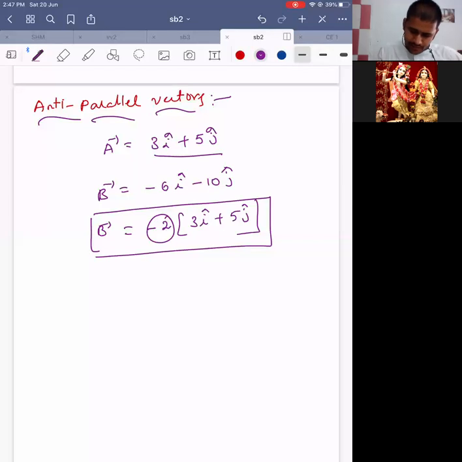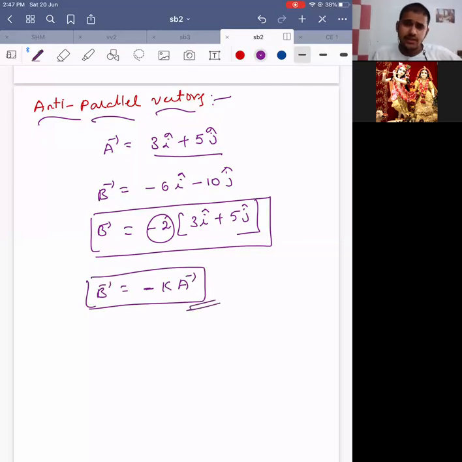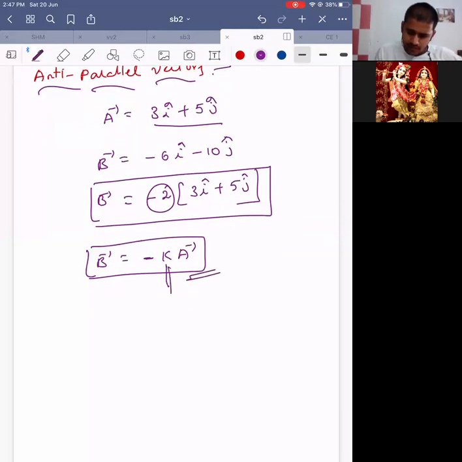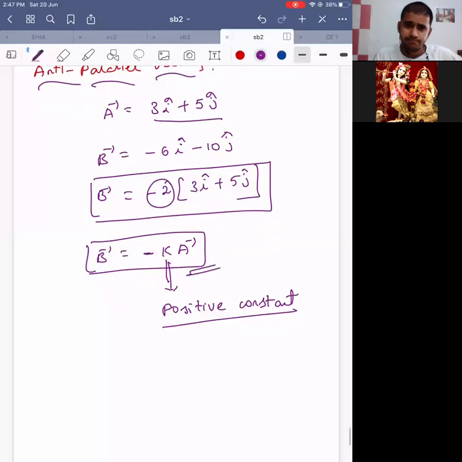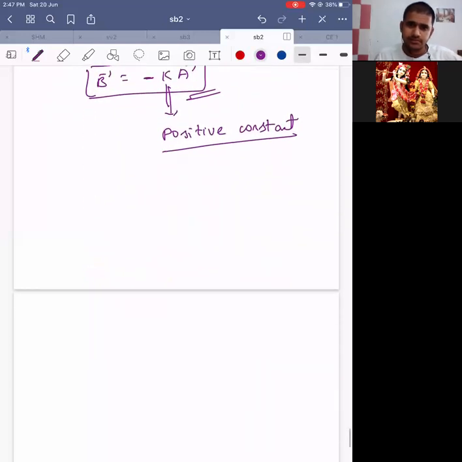So B bar can be expressed as minus K times A bar, where K is a positive constant. Then these vectors are called anti-parallel vectors. Okay. Then next we proceed further.